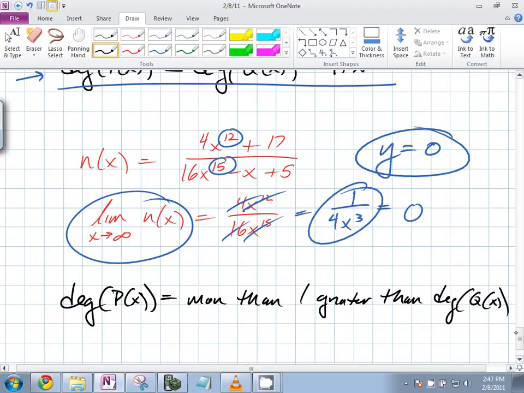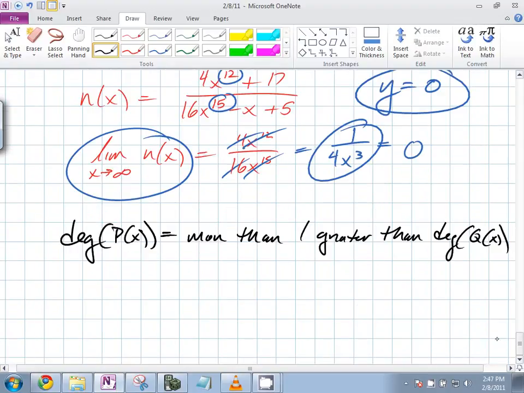So what happens if the degree of the top is like 15 and the bottom is 4? In terms of horizontal and oblique asymptotes, what do you think? Neither. Neither horizontal nor oblique. In this case, you could technically have a curved asymptote, some sort of curvy line that the graph follows. Do we examine those? No, we don't.